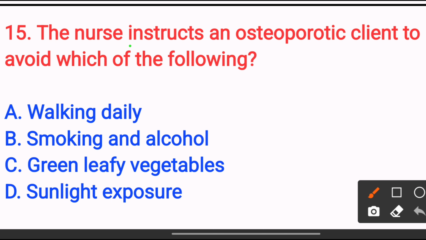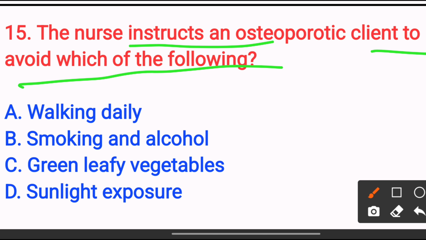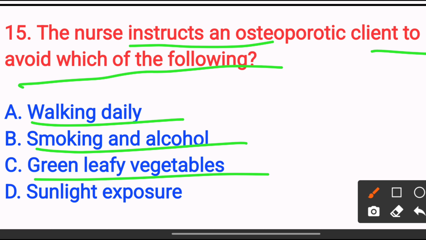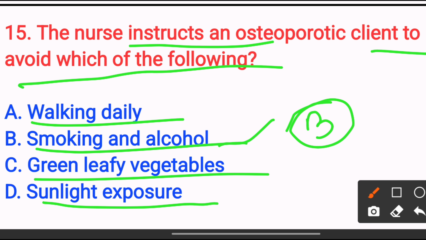Next, the nurse instructs an osteoporotic client to avoid which of the following? Option A, walking daily; option B, smoking and alcohol; option C, green leafy vegetables; option D, sunlight exposure. The answer is option B, smoking and alcohol. Both smoking and alcohol accelerate bone loss and decrease calcium absorption, worsening the osteoporosis.